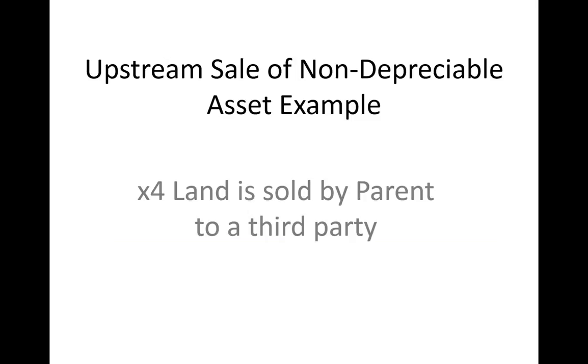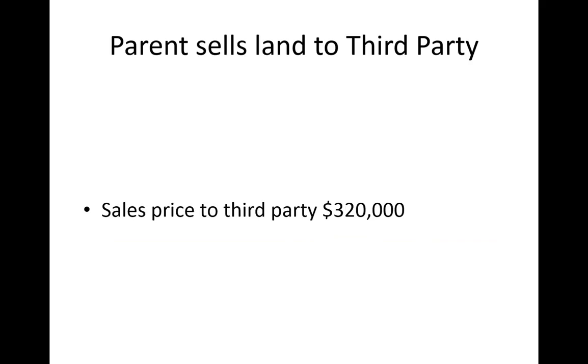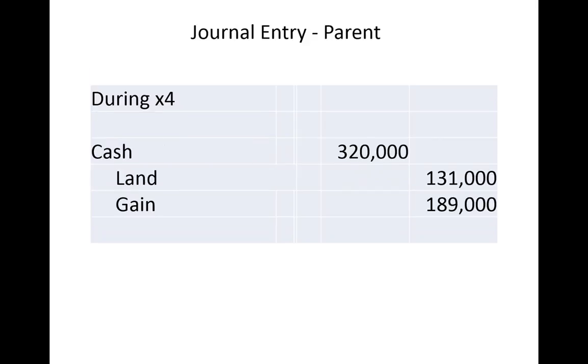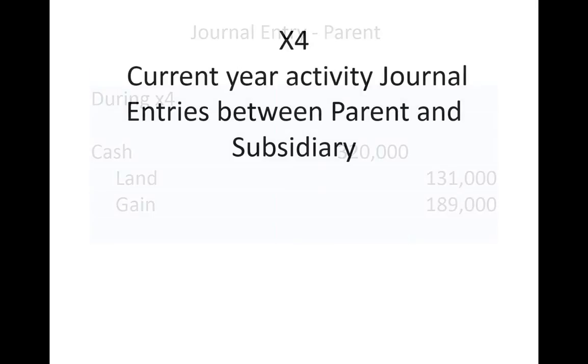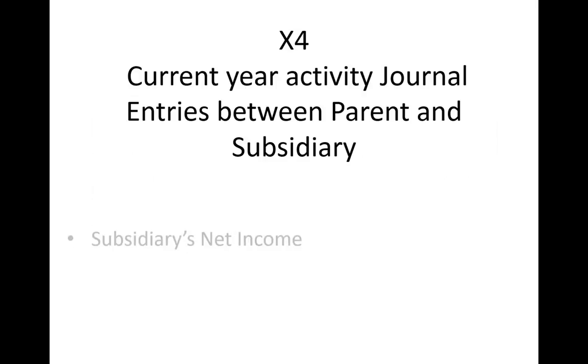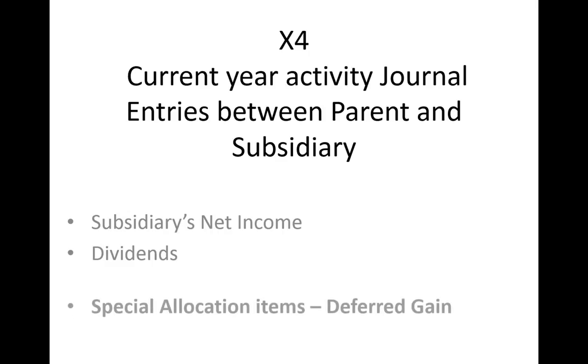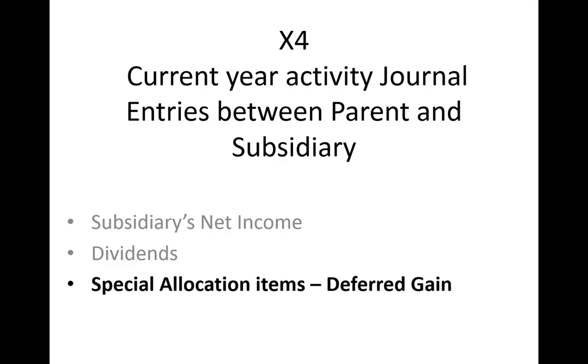Well, we now arrive at the 4th year when the land is sold by the parent to a third party for $320. That leaves the parent with a gain of $189, and the parent would make the following journal entry. What that does, though, is it allows the deferred gain that took place from year 1 to be recognized. And as the parent records their current year activity entries for the dividends and net income, they know that there was a special allocation item or deferred gain that can be recognized now.